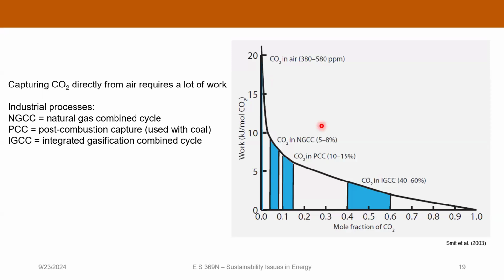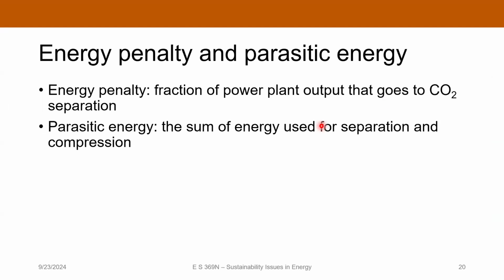And so that introduces these concepts of energy penalty and parasitic energy. The energy penalty is just how much of the power plant output you're putting into your magic box. And then there's additional things you have to do once you capture the CO2. Basically, you have to compress it and move it off-site, and that takes additional energy. So we call that the total energy you're using for separation and compression the parasitic energy.